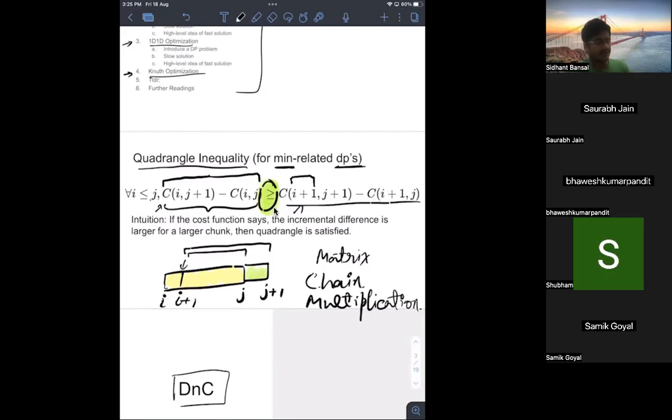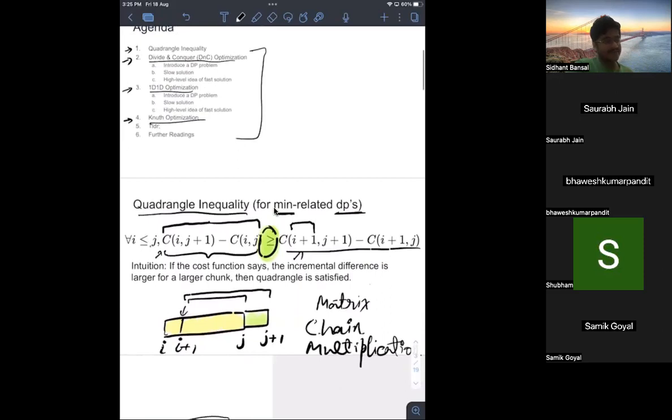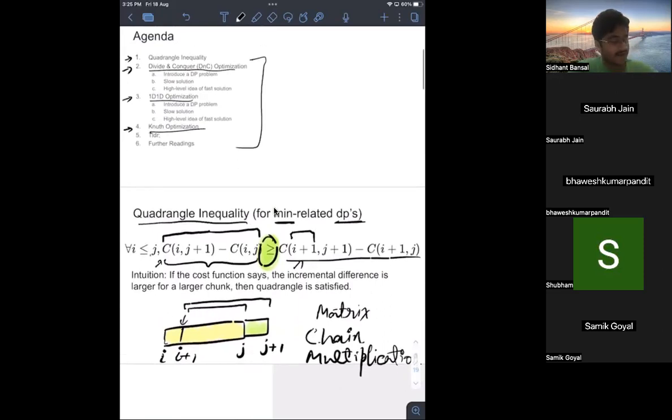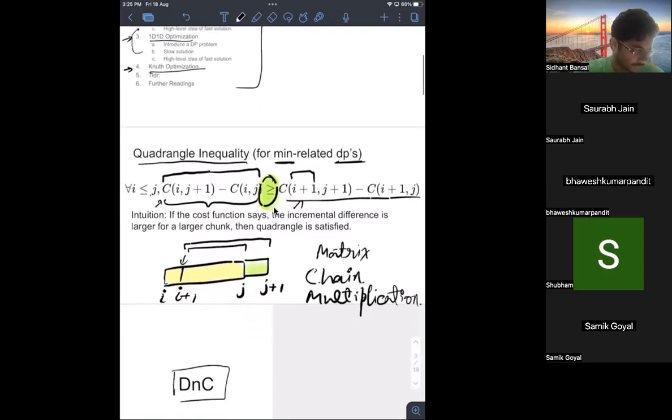Unlike CHT, convex hull trick, where the implementation itself is quite tedious a lot of times, the implementation for all these three is relatively straightforward. I would say 1D is slightly tricky, but Knuth and Divide and Conquer are pretty simple to implement.